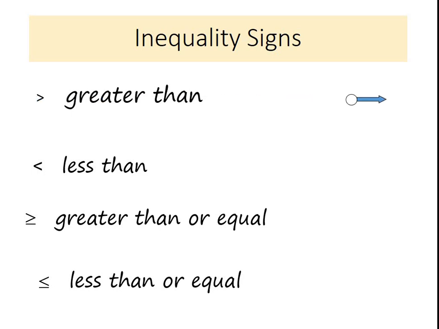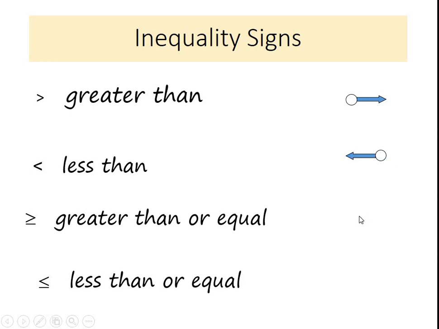So greater than will point in the same direction as the greater than symbol. And it has an open circle here. And the reason why it's an open circle is because it's any number greater than but not including. So the less than symbol, very similar, but the arrow points the other way. Again, we have an open circle.